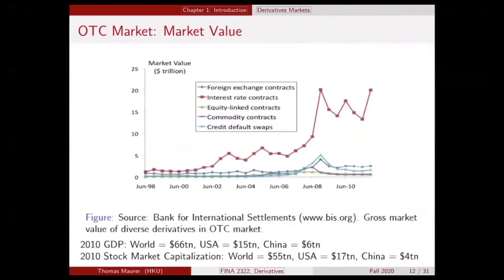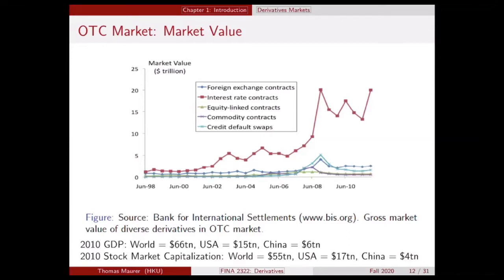So let's look at what is the actual present value or market value of these contracts. Again, we see that interest rate derivatives, they clearly dominate. So most of the market value of derivatives comes from these interest rate derivatives. And then quite similar to previously, we have here the foreign exchange contracts, the credit default swaps, and then equity and commodity linked derivative contracts.